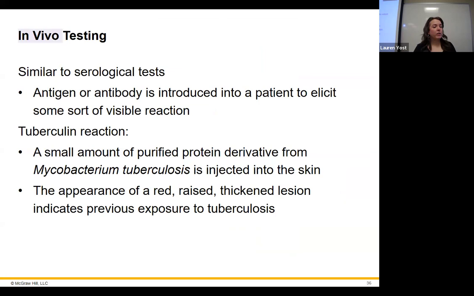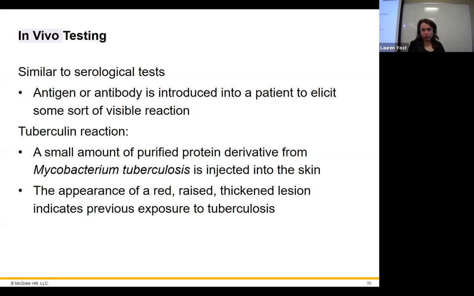All right, in vivo testing is similar to the serological tests. This includes these tuberculin reaction skin tests, the PPD skin test for tuberculosis that we talked about in the other chapter, right? That was the type 4 hypersensitivity, delayed type related to your T cells. But here we're trying to elicit diagnosis of tuberculosis essentially by exposing you to tuberculin in your skin.